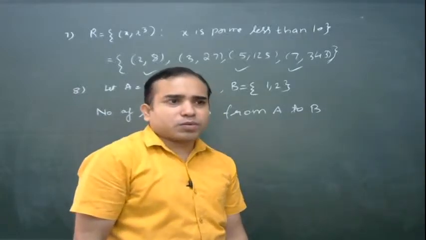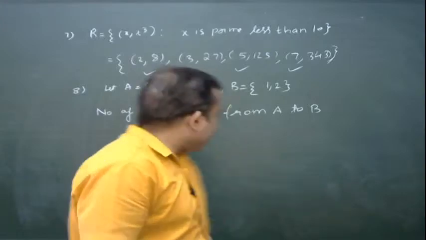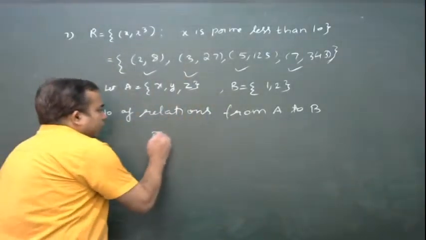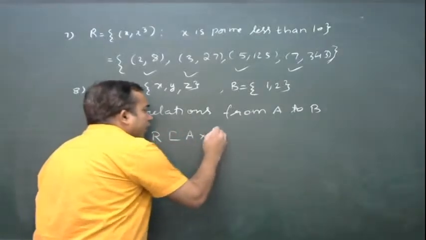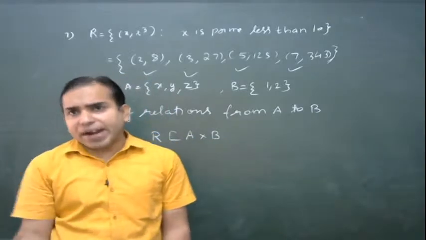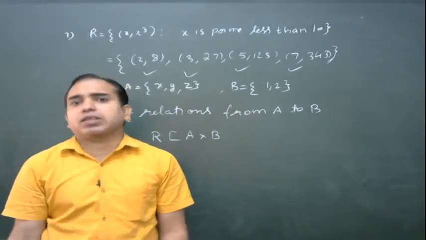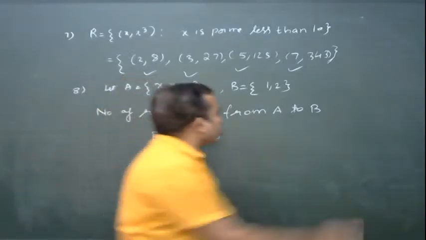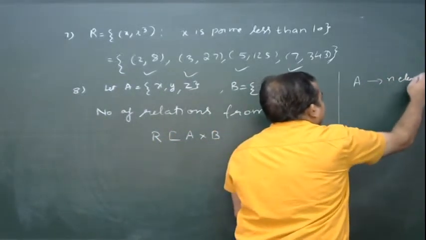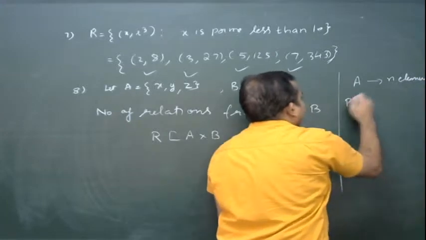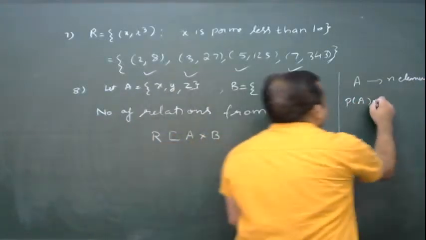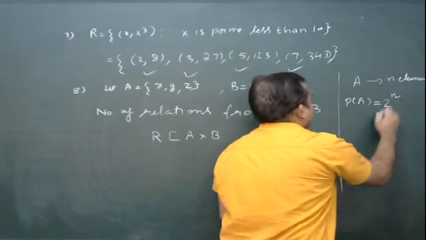You must know that a relation R is what? A subset of A cross B. So I actually have to find how many subsets of A cross B there are. You know, there is a theorem that if a set contains n elements, then its power set, the set of all of its subsets, will contain 2 raised to power n elements.